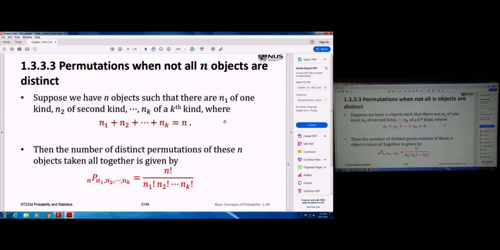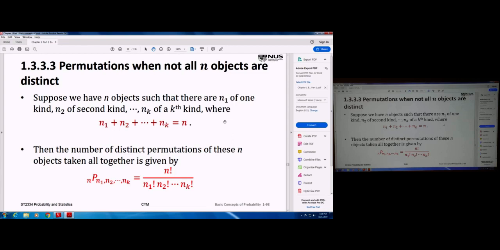So this says the following. I'm trying to give you the intuition. You have n objects, but each object is of a different type, so there are k different types of objects. Of those, there are n1 of type 1, n2 of type 2, n3 of type 3, and so on and so forth, and their sum equals n.